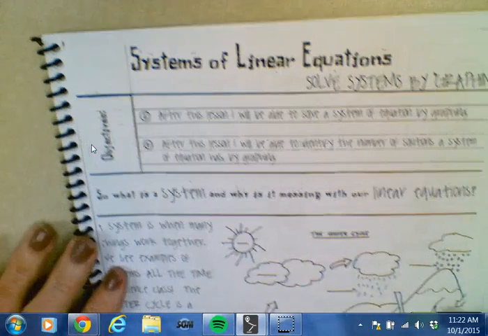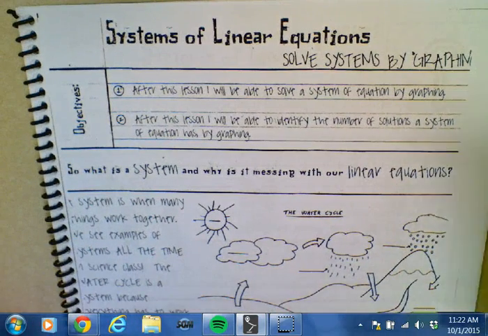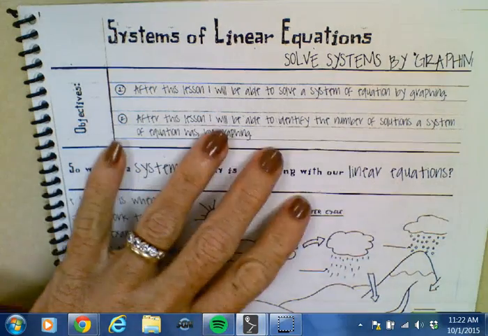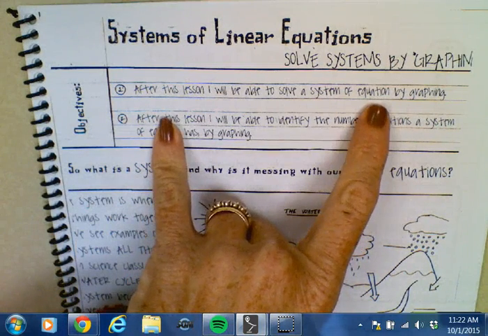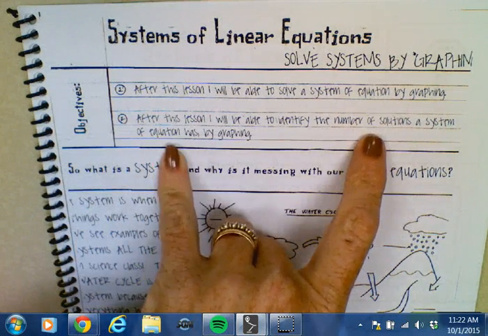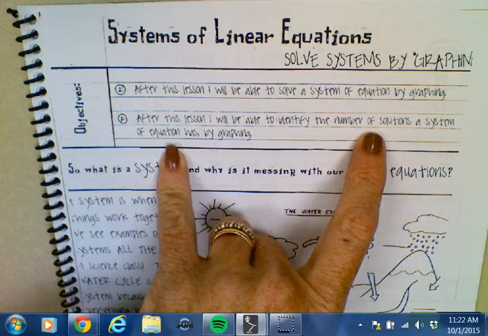Equations. So let's talk a little bit first about what a system of linear equations is. After this lesson, you'll be able to solve a system of equations by graphing. And after this lesson, you'll also be able to identify the number of solutions in a system.